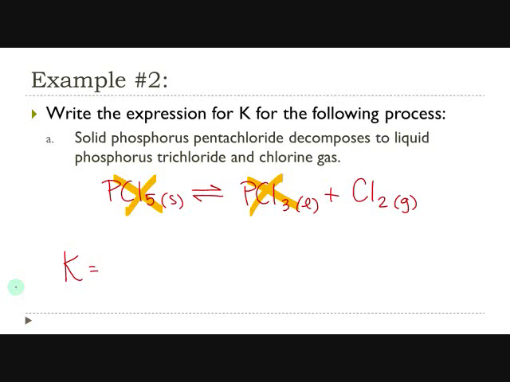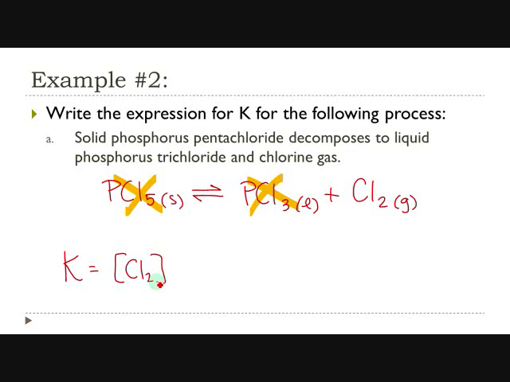So the only thing we have to include is the Cl2, and it is a product, so it's just going to be the concentration of Cl2 raised to the first power, because it's an already balanced equation. And that's it. Okay? Now, if you are crossing things off, this is going to also be a trick.